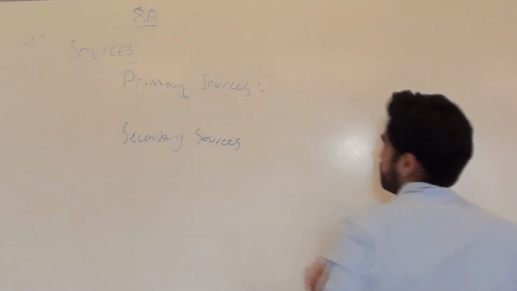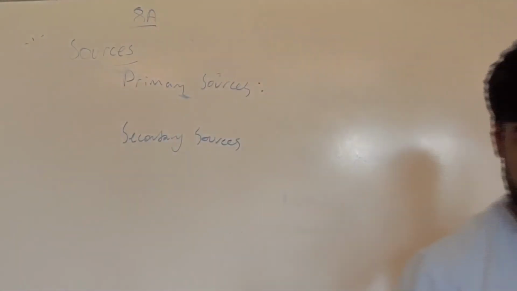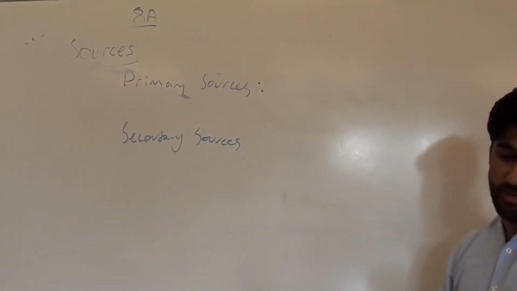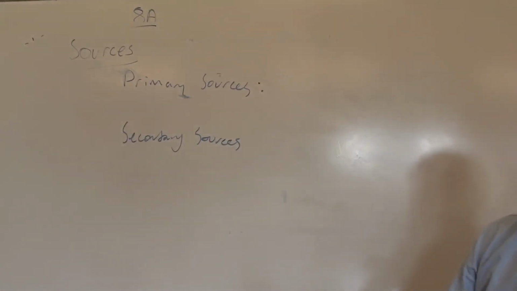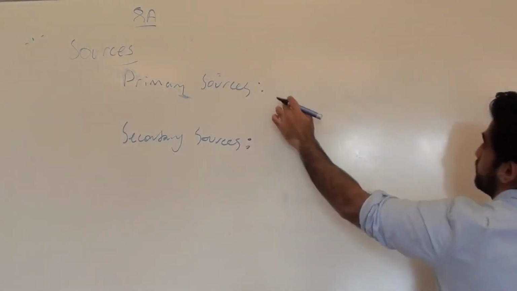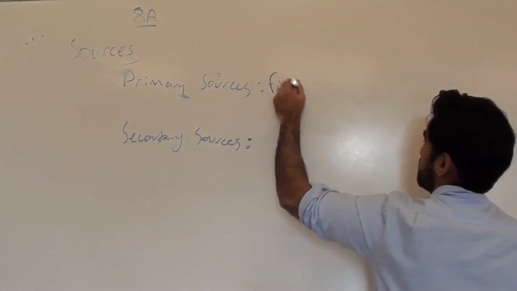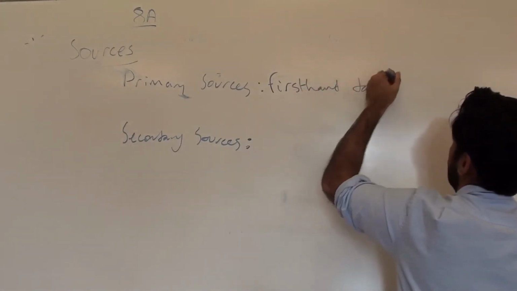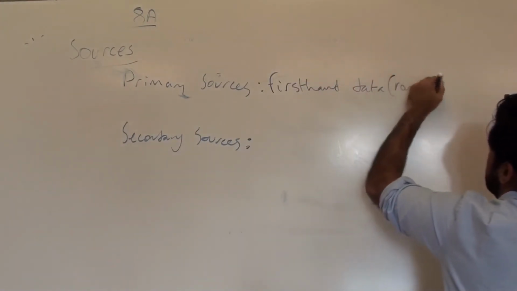Primary source, remember primary is sort of like first. So it's first-hand information that is collected from the original source, or person or organisation. Secondary sources have already been summarised by someone. So primary sources are first-hand data, or I would call it raw data, that has been collected.